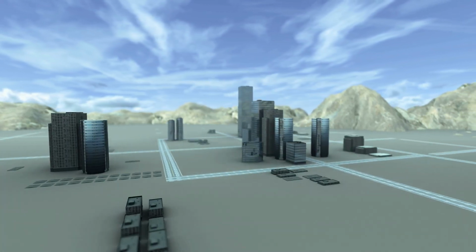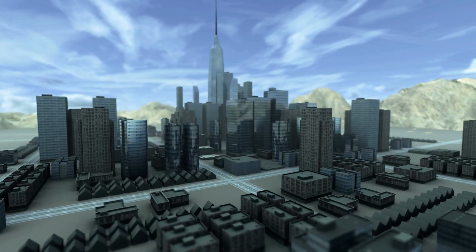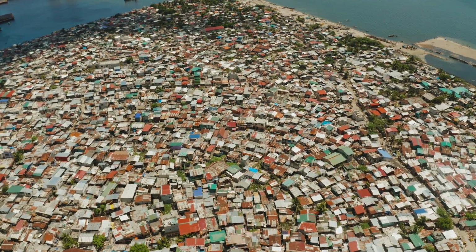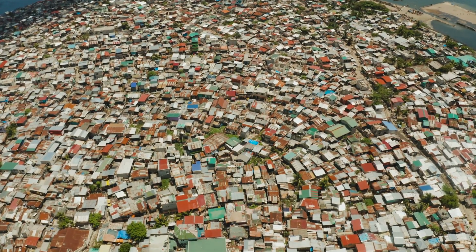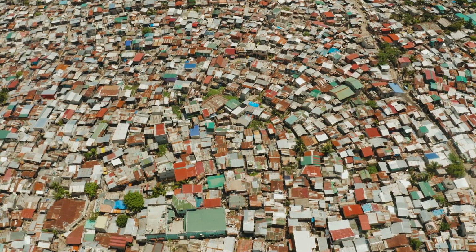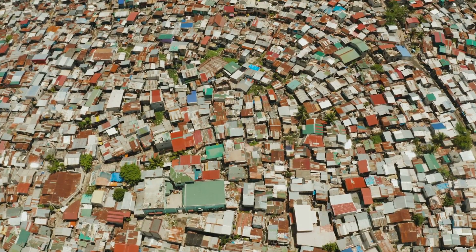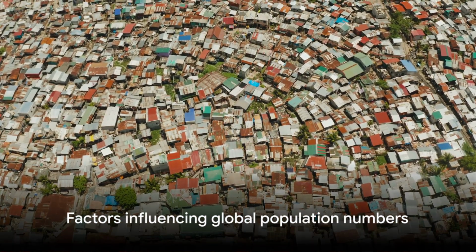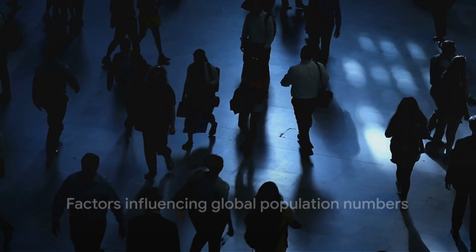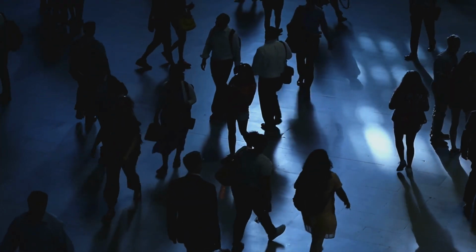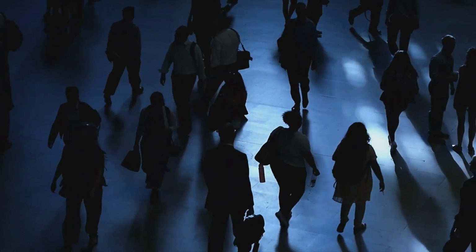For instance, Monaco, a tiny city-state on the French Riviera, is the most densely populated country, with over 19,000 people per square kilometer. That's quite a crowd. On the other hand, Mongolia, known for its vast open landscapes, has the lowest population density with just about 2 people per square kilometer. So we've got over 7 billion people, some living in densely populated city-states, others spread out over vast landscapes.